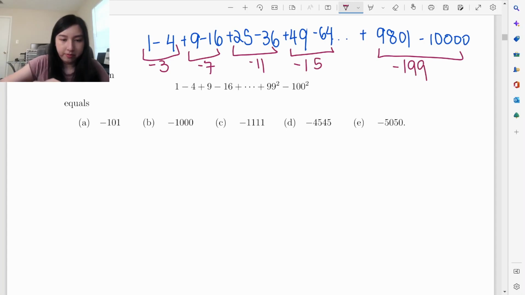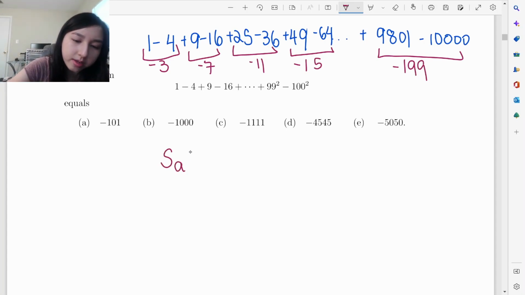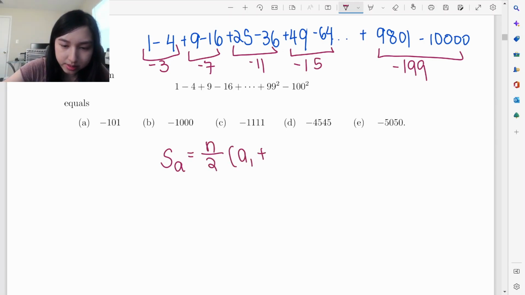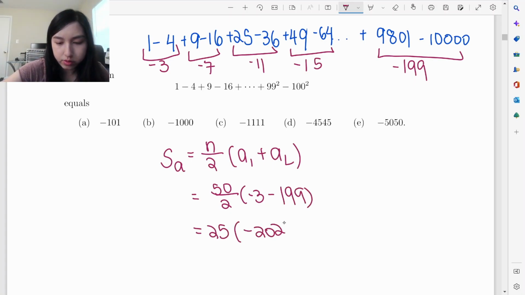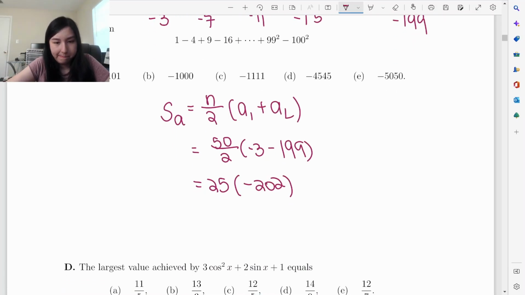Alright, so basically it's a sum of an arithmetic sequence. The formula is number of terms divided by 2, times first term plus last term. In this case we've got 100 terms, so 50 pairs over 2. First term is negative 3, last term is negative 199. We will have 25 times negative 202. Or just looking at the end, we have to multiply 50 times negative 101, which is negative 5050. That's our answer, E.